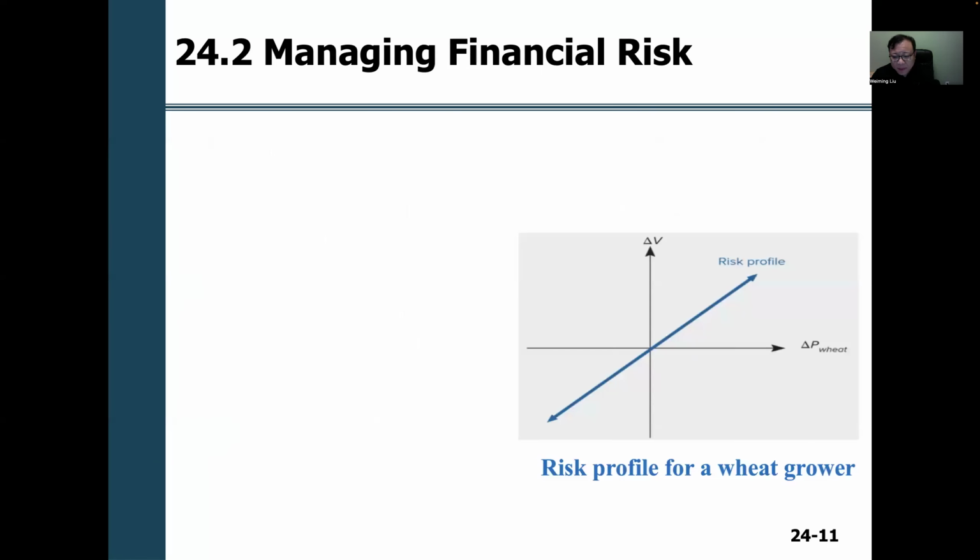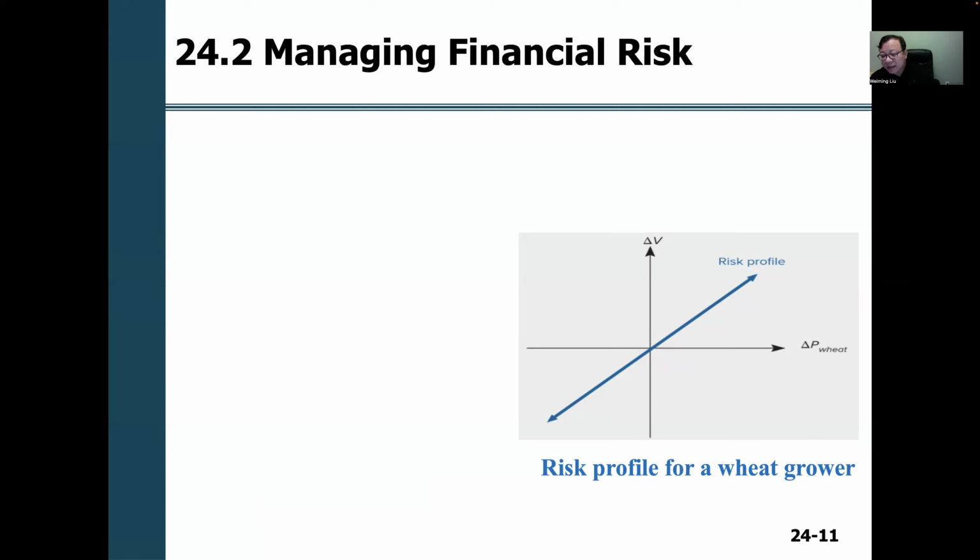So this picture is a risk profile, right? This is actually a risk profile for a wheat grower. You can see the horizontal axis is the change of the price, Delta P, the change in the price of wheat. And the vertical axis is the value of the company. If the price increases, that means the change is positive, so it falls to the right side, and then the value of the company goes up. If you are a wheat grower, definitely you wish your wheat will be sold at a higher price. The higher the price, the more value you obtain for the company, right?